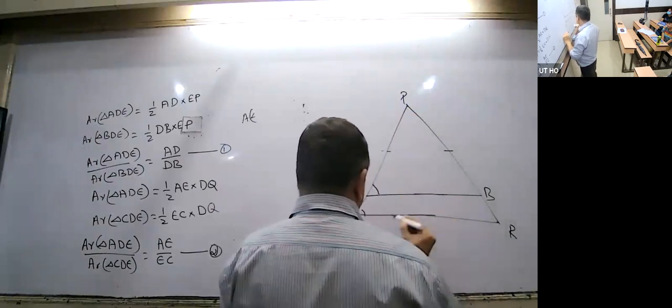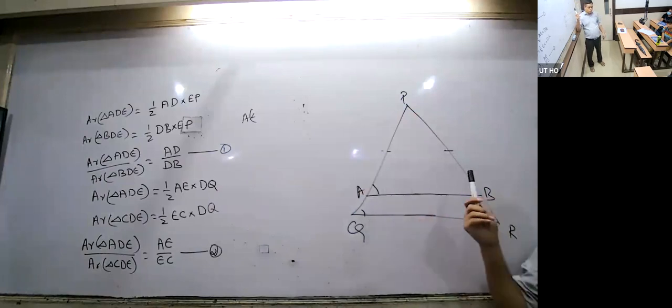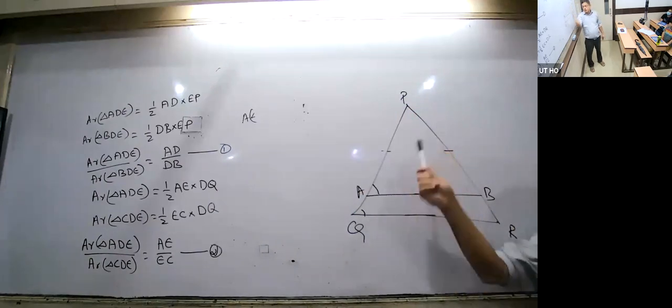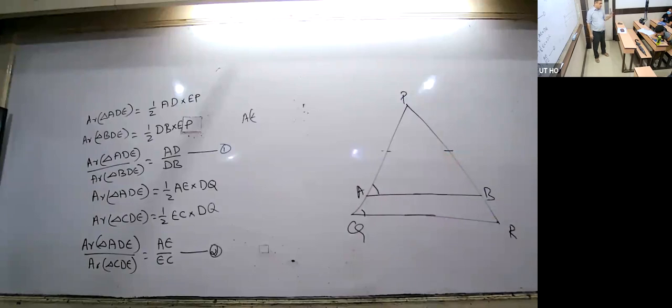Suppose it is given this way. Then what do you do? Prove them by corresponding angles. Therefore these two angles are equal. Angle PAB is equal to angle PQR. Therefore AB parallel to QR. Then we can apply. So there are ways. Somewhere you have to identify whether it is parallel or some pair of angles is equal. Clear to all of you?